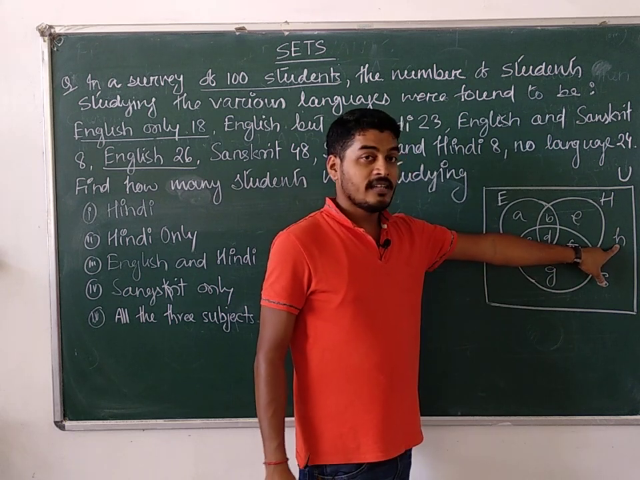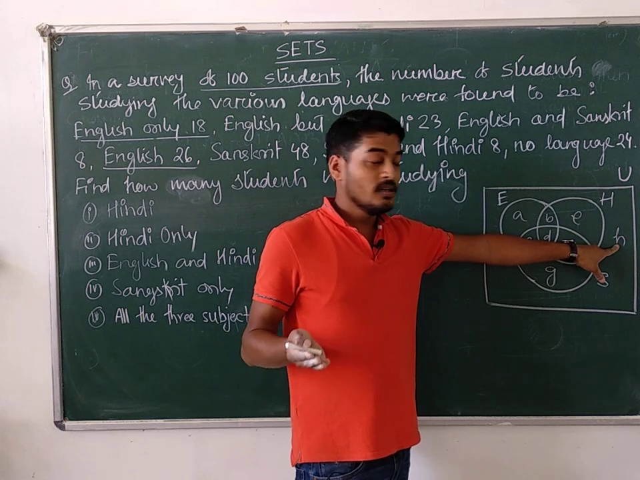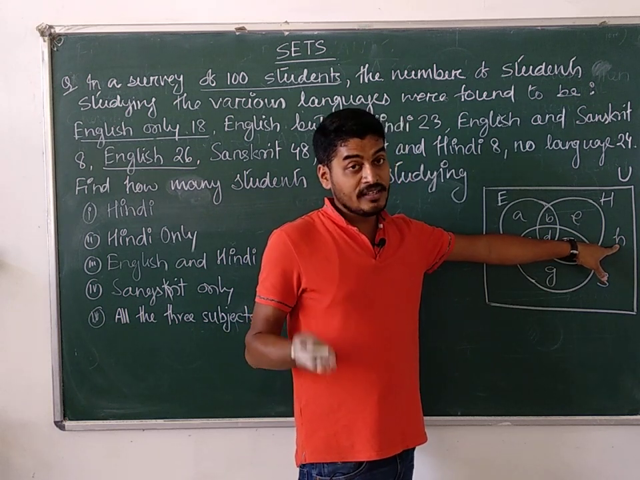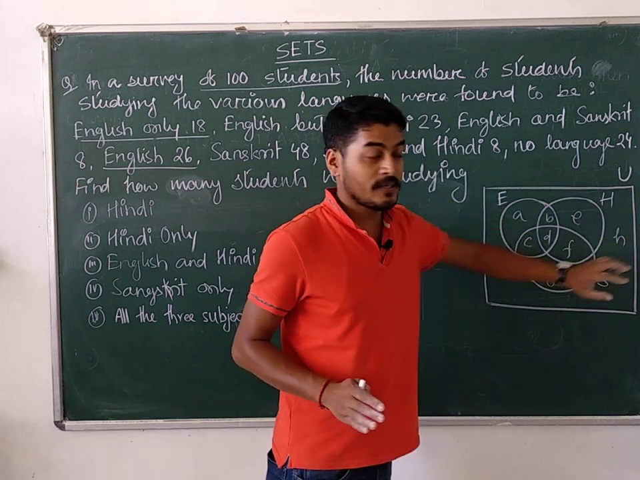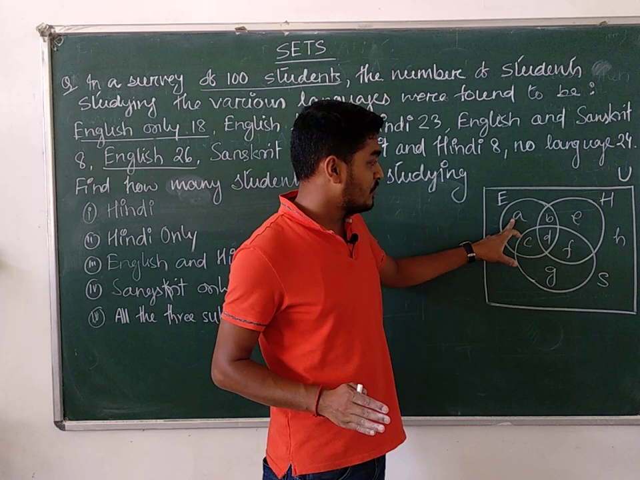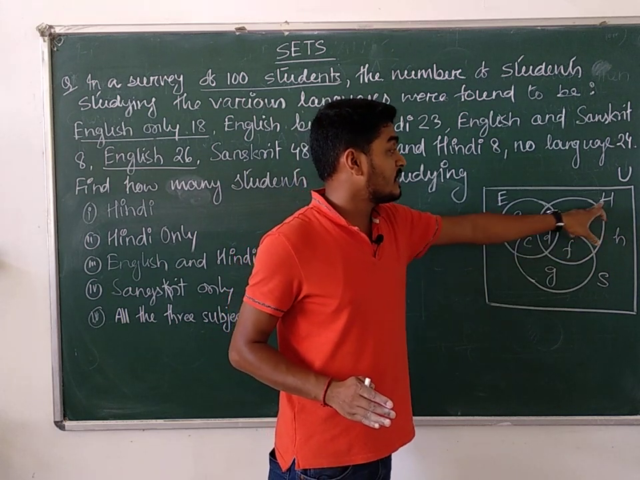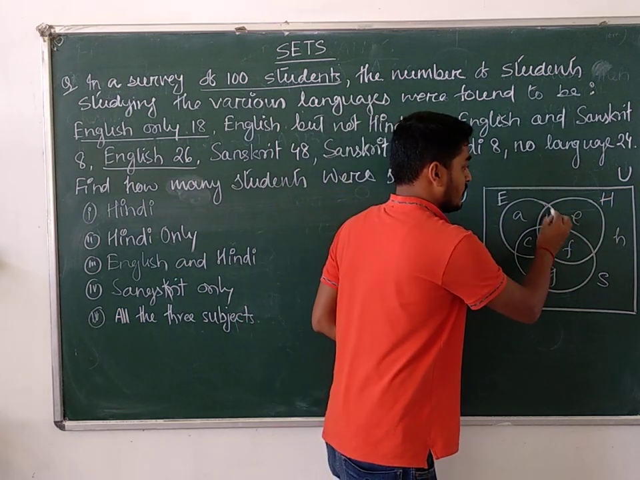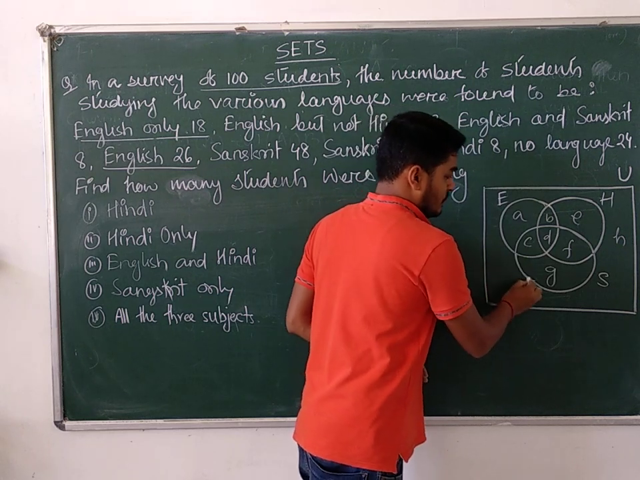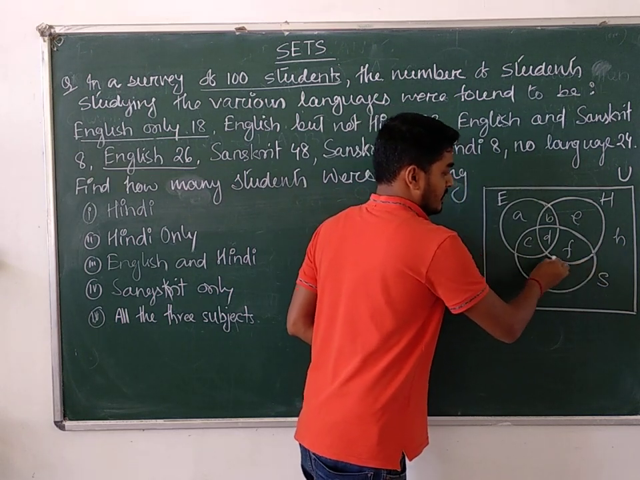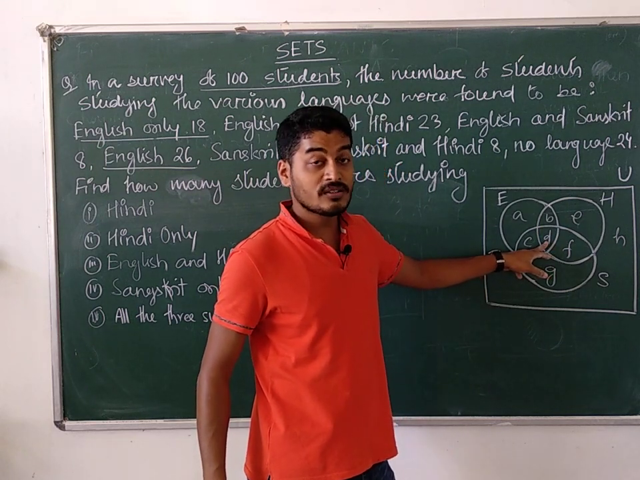What is H? H is the number of students who study neither Hindi nor English nor Sanskrit, so it is totally outside the union. What is A? A is the number of students who are studying English only. E is the number of students who are studying Hindi only. The number of students who are studying Sanskrit only, Z. What is D? D is the number of students who are studying all the three subjects.